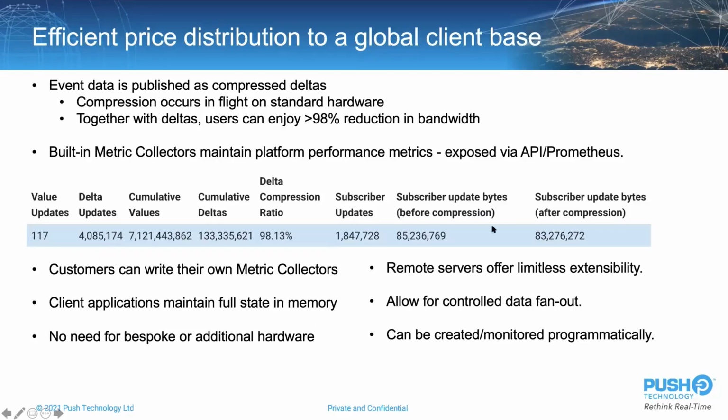And another point in terms of how we can distribute data, we have a concept of what we'll call remote servers. A remote server is a downstream server that can be configured to only subscribe to portions of the upstream topic tree. So this allows very fine control over what data is sent to what remote servers. They can also be created and monitored programmatically, so they can be brought up on demand when necessary.